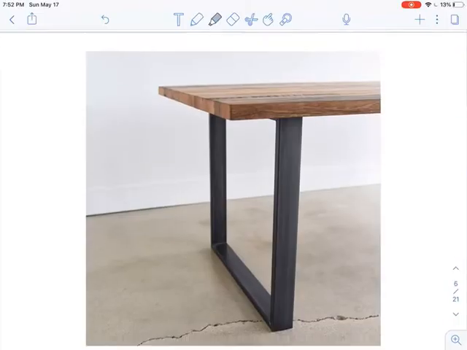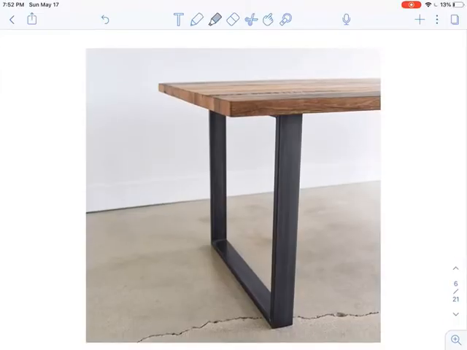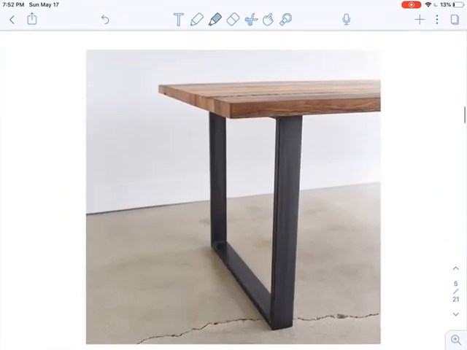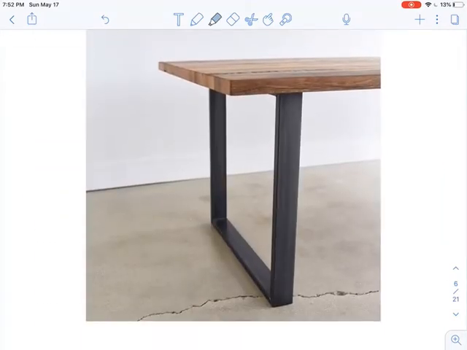So if I took an infrared thermometer and measured the kinetic energy, or measured the temperature, which is the average kinetic energy of the sample, I would find that those molecules are moving at the same speed. They're going to have the same temperature. So if my thermostat in my house is set at 70 degrees Fahrenheit, those molecules are both moving at the same speed. I would see that they both measure 70 degrees Fahrenheit.